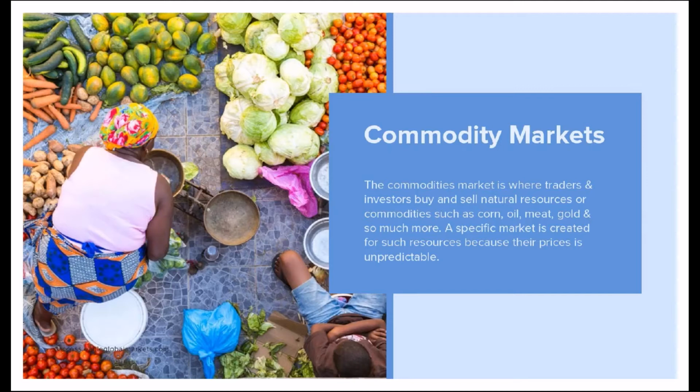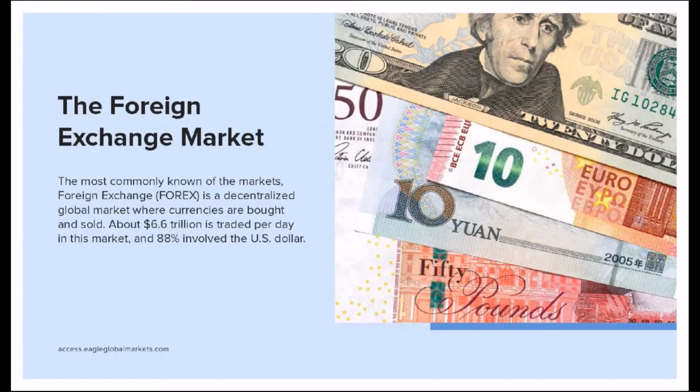This is a specific market created for such resources because the prices are unpredictable. For instance, a bag of rice is sold for a range of 25,000 to 27,000. Next week you could go and they'll tell you the bag of rice is sold for 30,000 or so. The prices are very, very unpredictable.